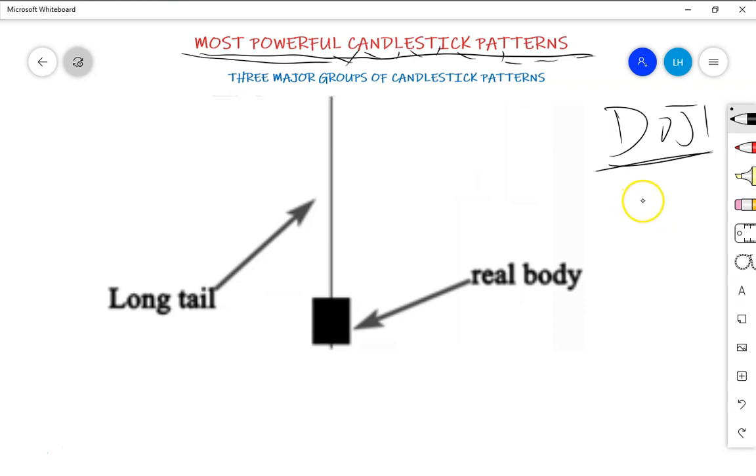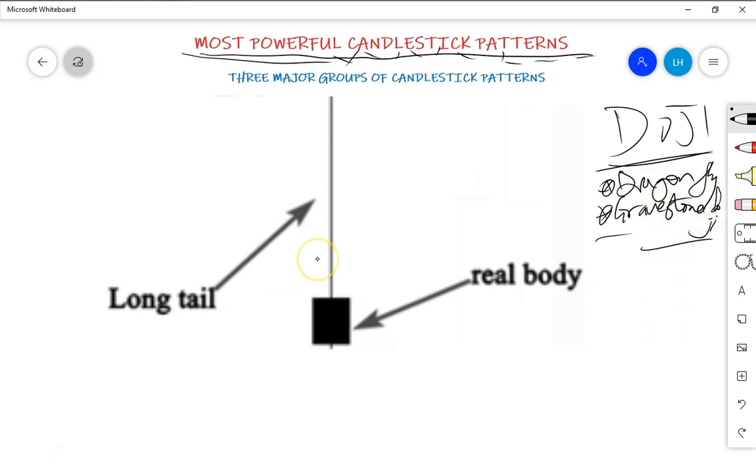The first category we call the Dragonfly Doji. And then we have the second category, which we call the Gravestone Doji. Those are the dojis. We have two categories of doji candlestick patterns.